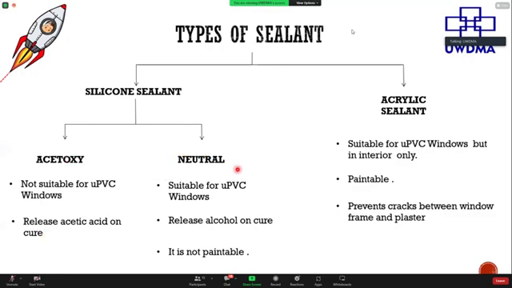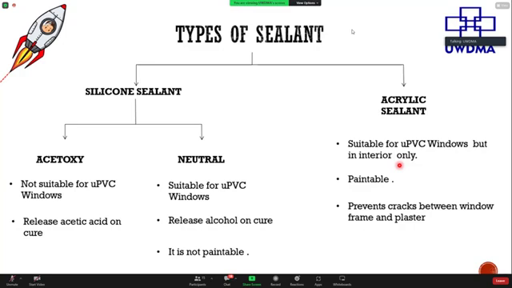Neutral sealant, of course, is the best sealant for UPVC windows and doors. They're not releasing acid on cure, but a neutral silicone is not paintable. We have one more sealant that is called acrylic sealant. Earlier, they were only suitable for interiors, but nowadays acrylic sealants are coming which are suitable for exterior also. I think McCoy is also making them, and other companies would be also making.